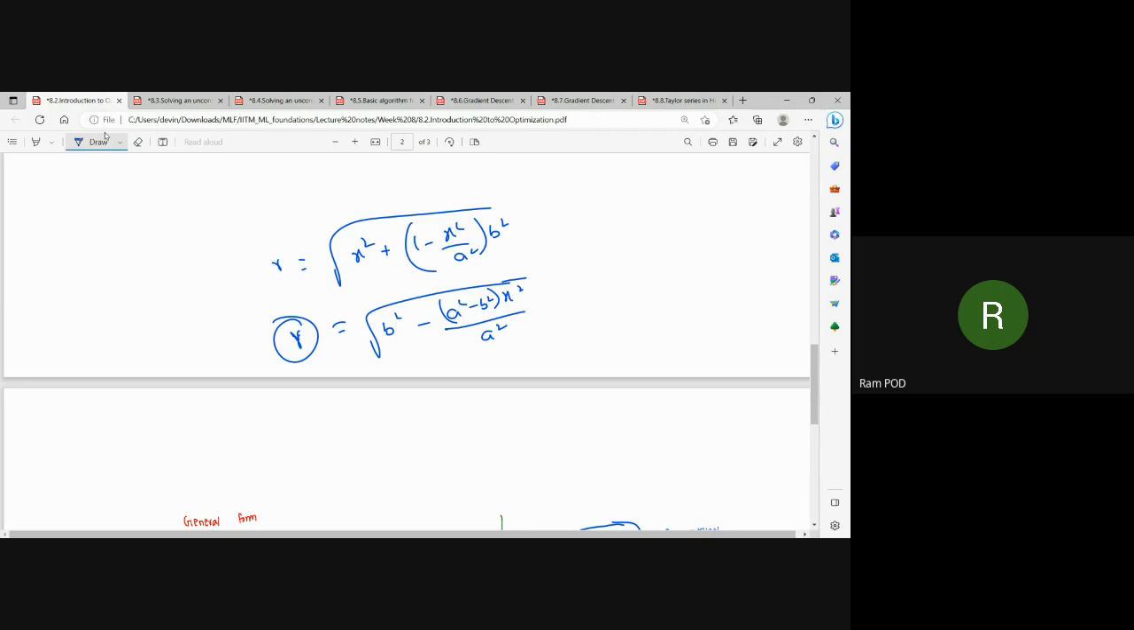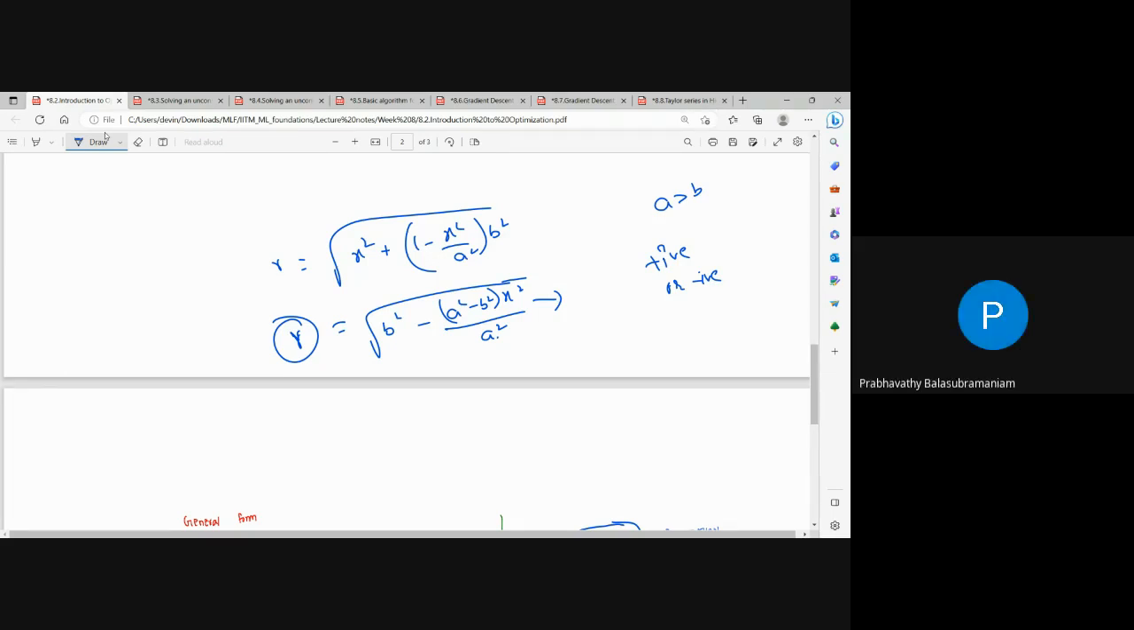So for that to happen, let's look at the corner cases. The value of a square minus b square by a square can either be positive or negative. That is, when a is greater than b, a square minus b square is going to be negative, correct? You guys following me?